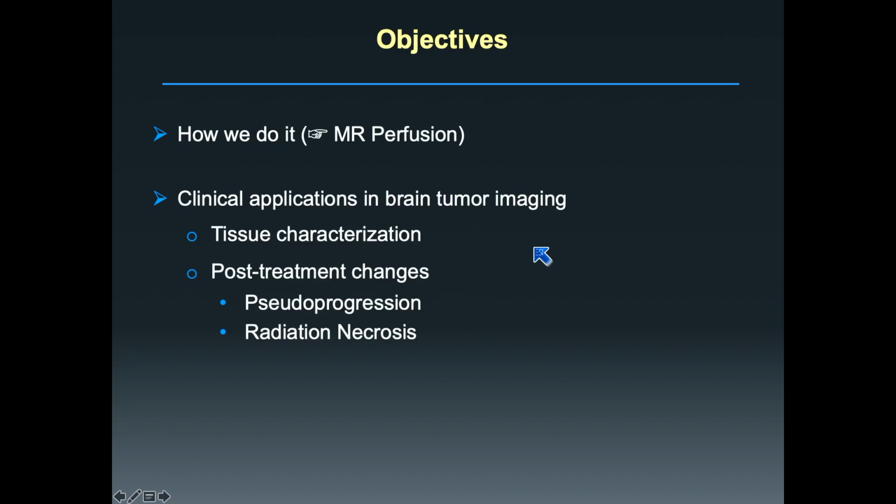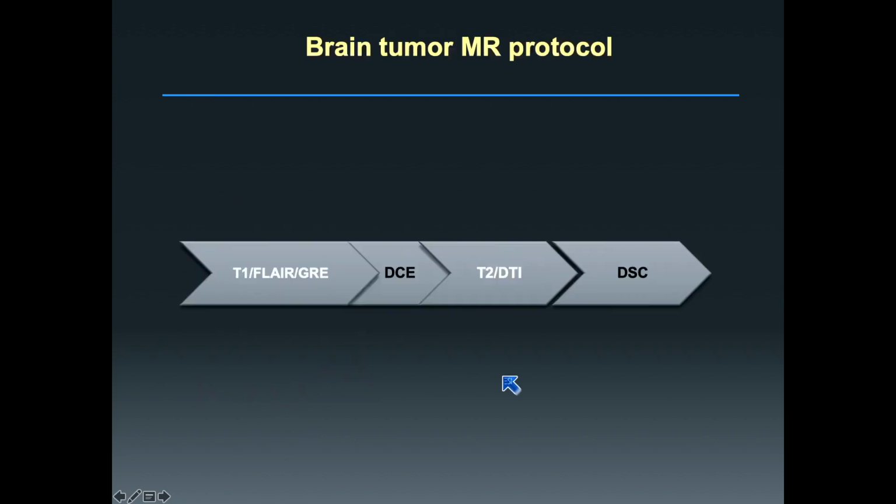and then we review the clinical applications in brain tumor imaging that can be used for tissue characterization and, more importantly, to differentiate post-treatment changes, including pseudoprogression and radiation necrosis from tumor recurrence. And then at the end of the talk, I'll talk about MR diffusion and some of the clinical applications for which you can actually use quantitative MR diffusion in brain tumor imaging.